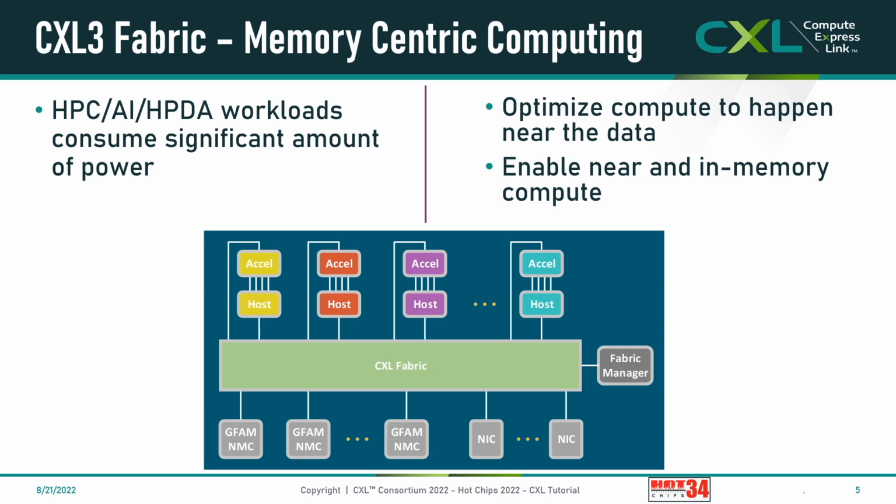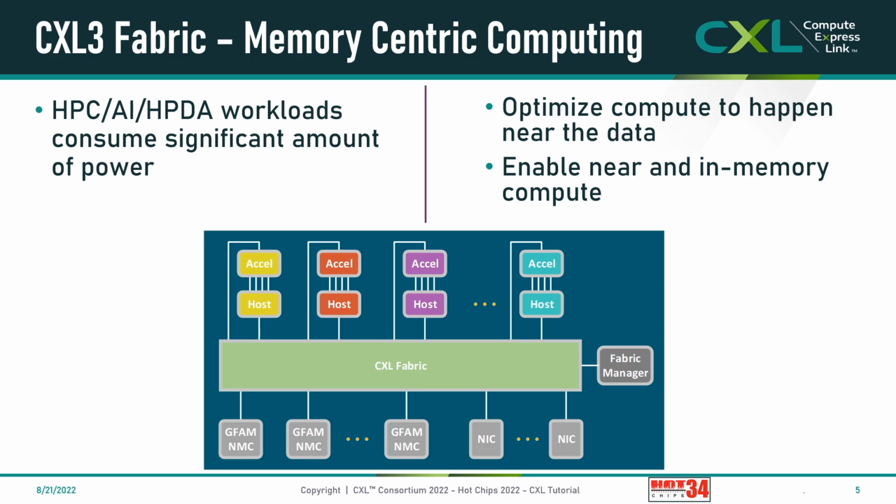The diagram shows a CXL3 fabric with hosts and accelerators on the top, and GFAM devices with near-memory computing on the bottom. Each accelerator in the diagram is tightly coupled to a host. For highest efficiency, the accelerator needs to operate, for the most part, on data directly connected to its host. Similarly, compute can be moved to a GFAM device to be performed on its near-memory compute capability.